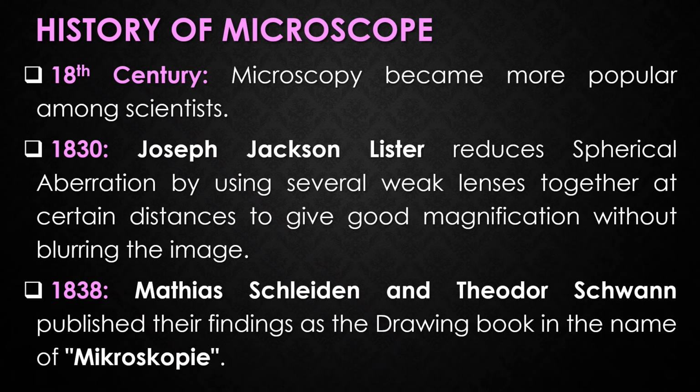blurring the image. In 1838, two German scientists who were very well known for the cell theory, Matthias Schleiden and Theodor Schwann, proposed that cells were the building blocks for plant and animal life. And they also published their findings as a drawing book named Microscopy.